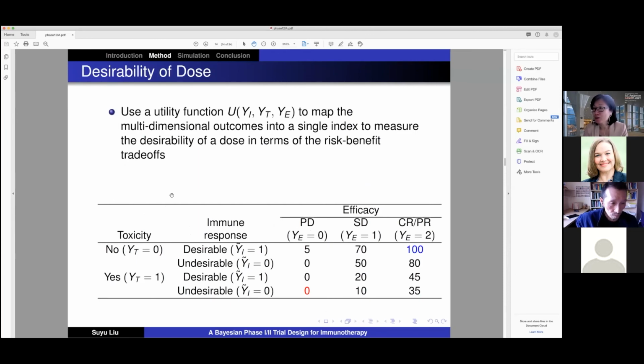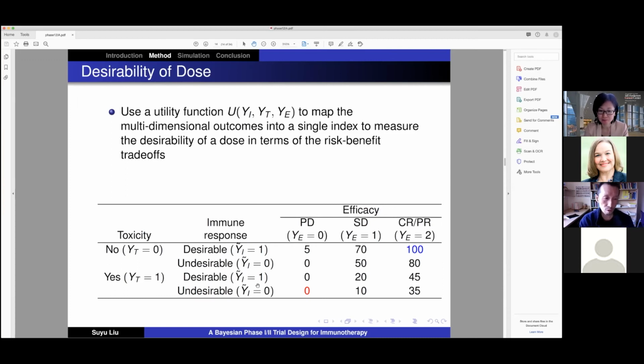It's also using the utility approach. Instead of considering the three outcomes, we only consider toxicity and efficacy. So you can see in that table, you won't have so many rows. You will remove this column. We use a similar utility table when we use the FTOX design. But in that way, without considering immune response, you define the desirability of a scenario only based on the toxicity and efficacy outcomes.